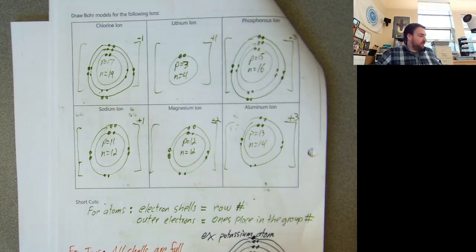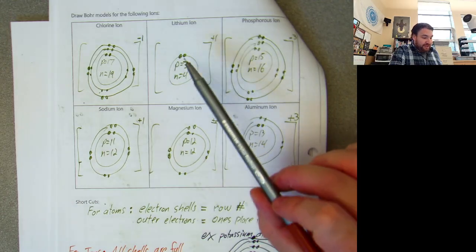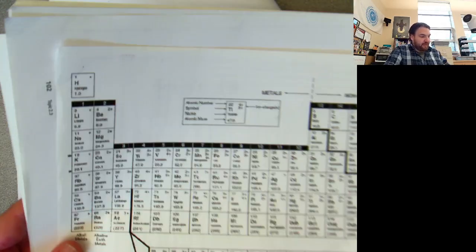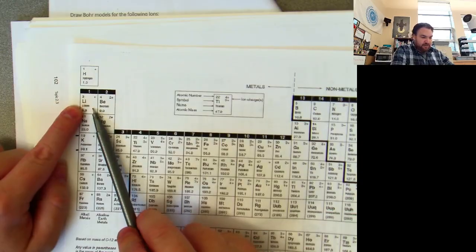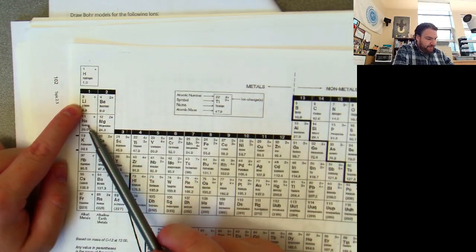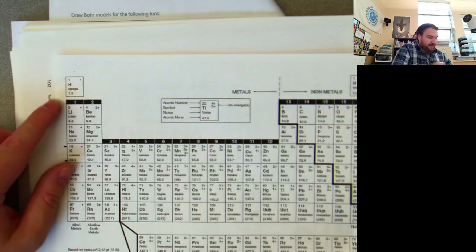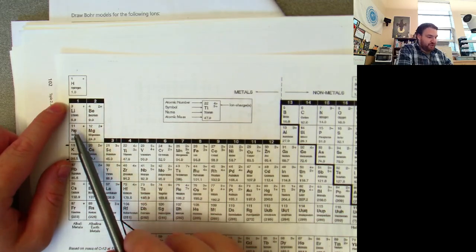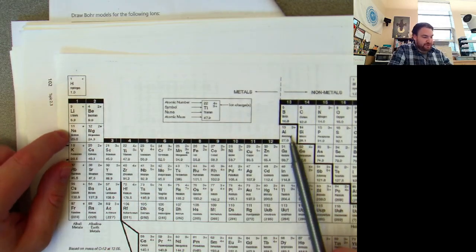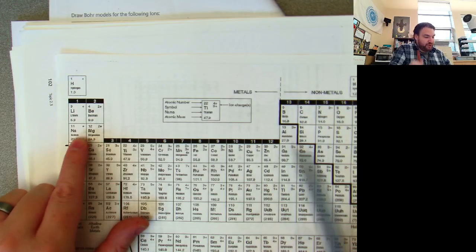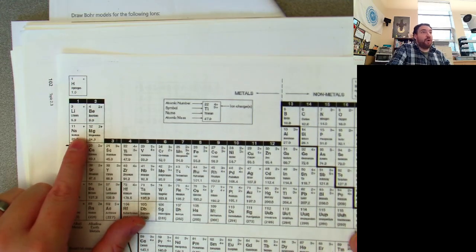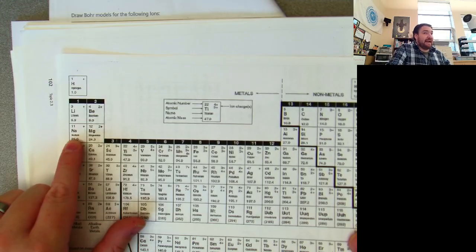So I'm going to pull out the periodic table again. Let's look at these positive ones. There's 4 of them. Lithium, sodium, magnesium, and aluminum. Lithium is right there. Sodium, magnesium, and aluminum. So let's look at these bottom 3. They're all in row 3. So the atom would have 3 shells.